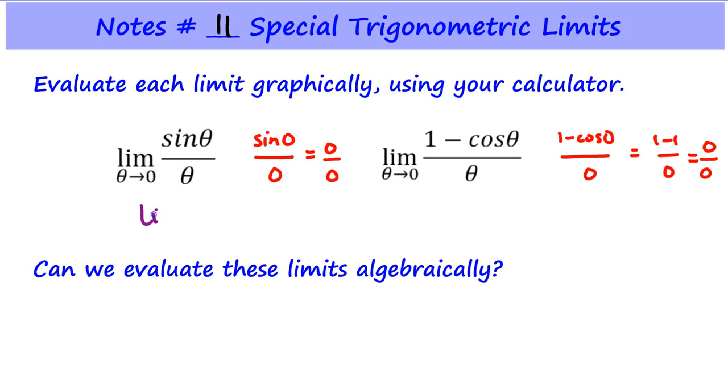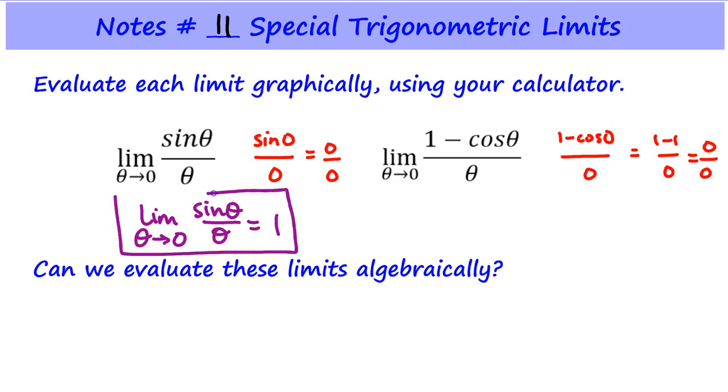It's looking like the limit of sine theta over theta as theta goes to 0 is 1. That's the big result of today. That gets used in other trig applications. We just haven't gotten to those yet. And it's also looking like the limit of 1 minus cosine theta over theta as theta goes to 0 is 0.